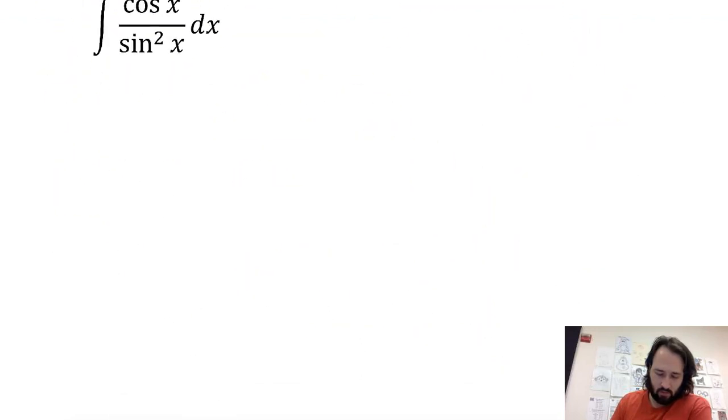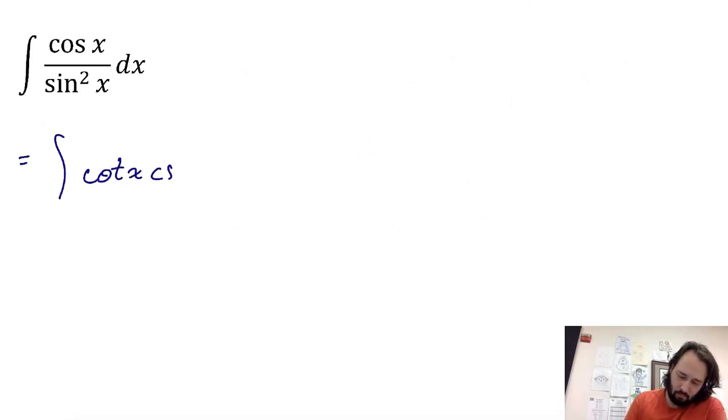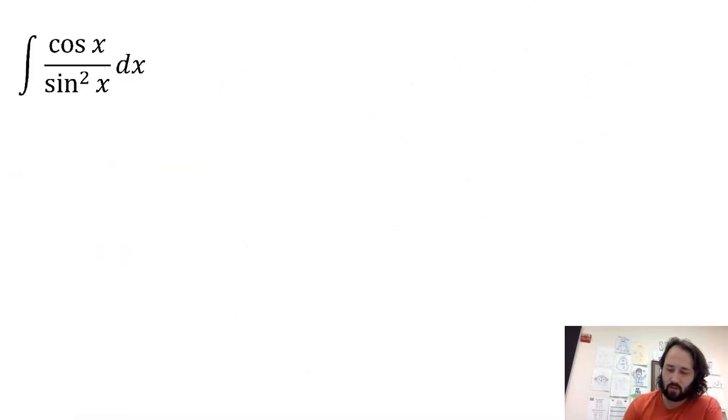All right, is that it for day one? No, we got a little bit more. So let's see, that is cotangent, cosecant, so let's see, that would be negative cosecant plus c. Yep. All right, so let's show you with u substitution that we will come out with negative cosecant plus c.